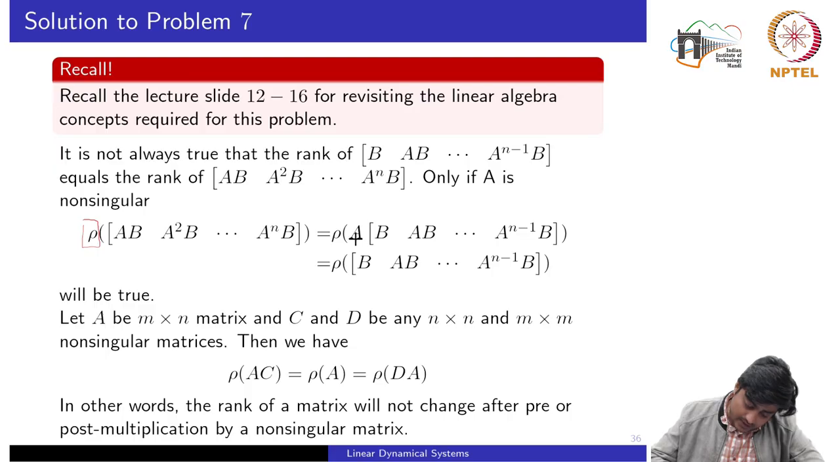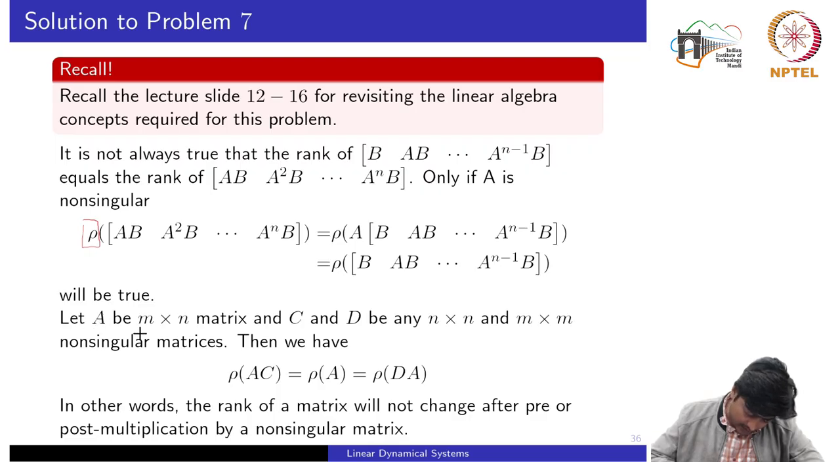Now if A is a non-singular matrix, then I can express the rank of only this matrix, which is nothing but the controllability matrix. So under the condition that A is non-singular, I could say that the equivalence holds. Otherwise, if A is a singular matrix, then the equivalence will not hold. So you can do a quick example or quick check also.